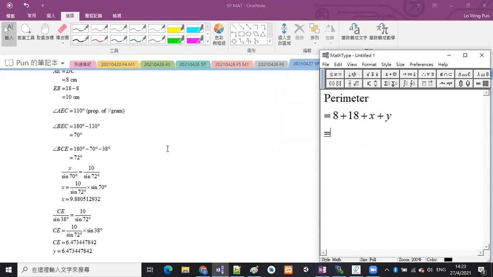Should be 42.35 something. Okay, cm, or 42.4 cm.